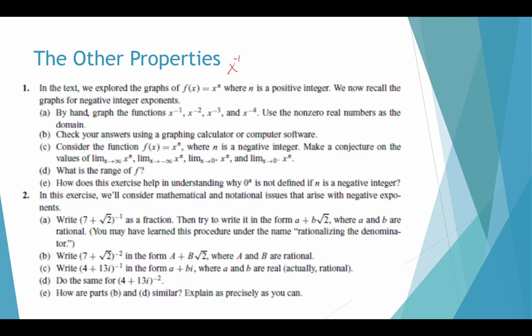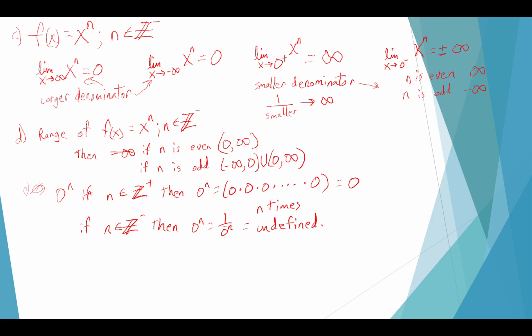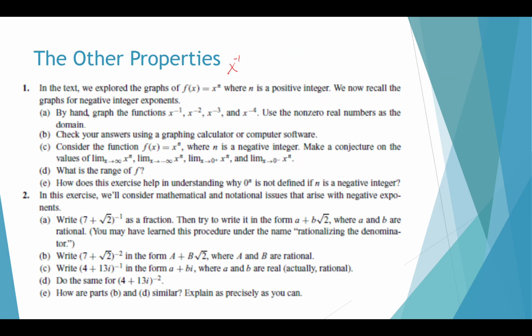So what do we got? Write 7 plus square root of 2 to the negative 1 as a fraction, then try to write it in the form of a plus b times the square root of 2, where a and b are rational. Yes, and then it even tells you that you may have learned this procedure under the name rationalizing the denominator. It's something you guys like to do. Mathematically, the math doesn't care. Okay, so first write it as a fraction. That's the easy part.